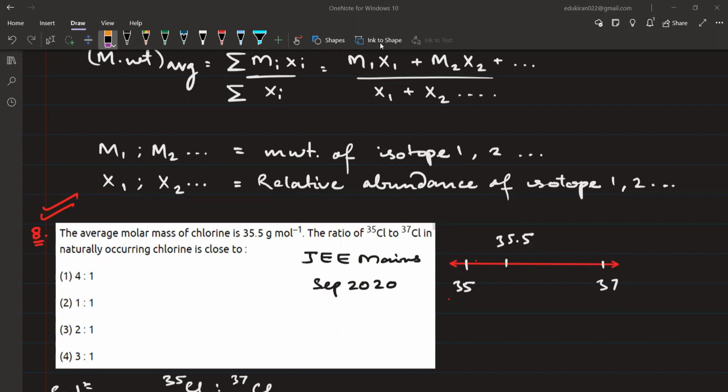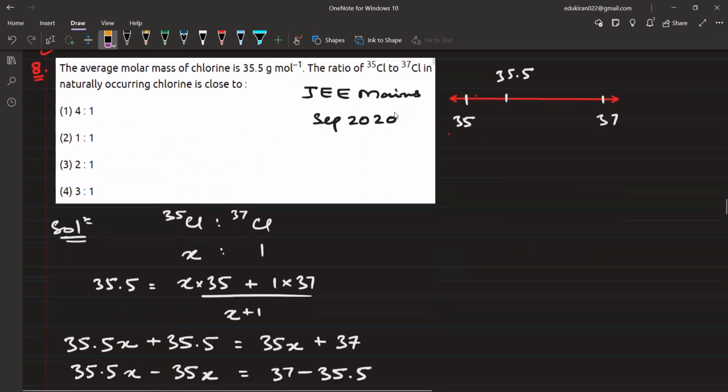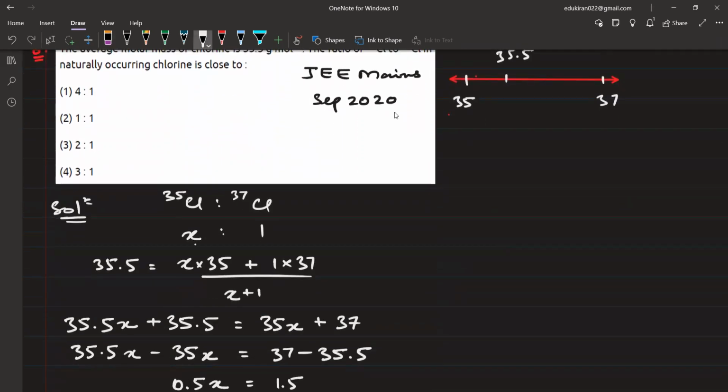Okay. So let us see. First of all, let us suppose 35 chlorine and 37 chlorine. As you can see, 35 to 37 chlorine, all of them are 4:1, 1:1, 2:1, 3:1. So I can take the ratio as some x is to 1. And 35.5, that is the average molar weight, will be equal to x times 35 plus 1 times 37 upon x plus 1.